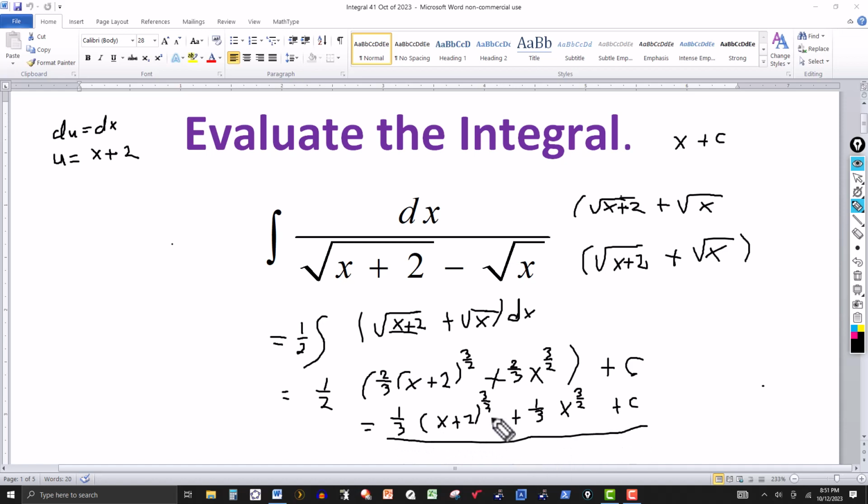We could do some factoring here. So the final answer then is 1/3 times x plus 2 to the 3/2, plus 1/3 x to the 3/2, plus the constant of integration.